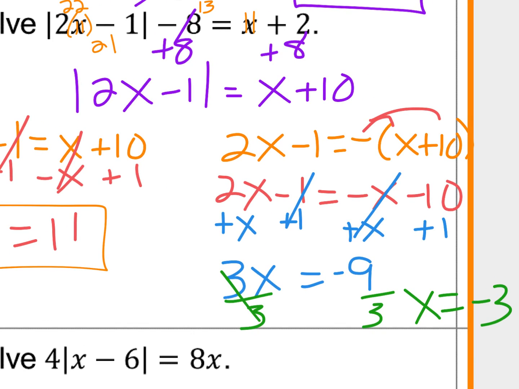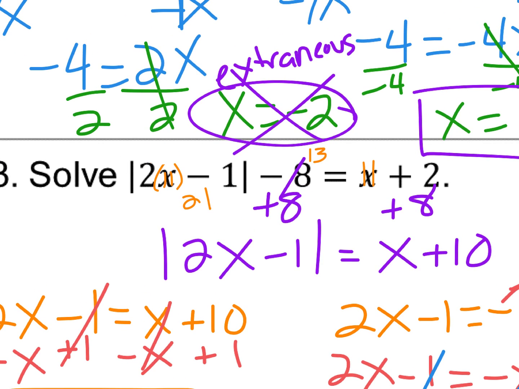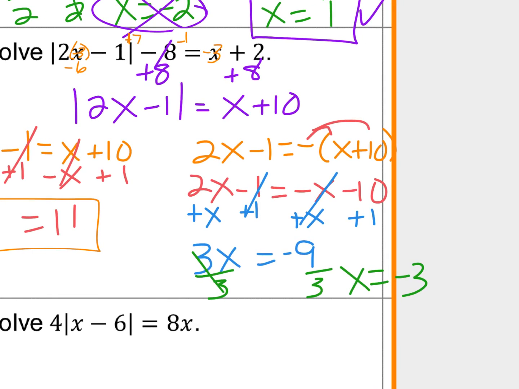And the other answer was negative 3. Let's see if negative 3 works. Okay, this is negative 3. Then 2 times negative 3 is negative 6. Minus 1 would be negative 7. Oh, the absolute value of negative 7 is positive 7. 7 minus 8 is negative 1. So the left side is negative 1. And then fill in a negative 3 right here. Negative 3 plus 2 is negative 1. So that one also works.